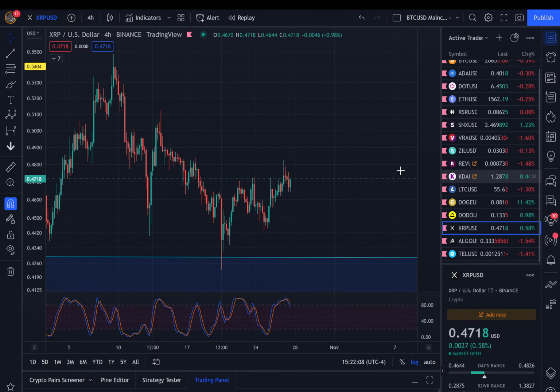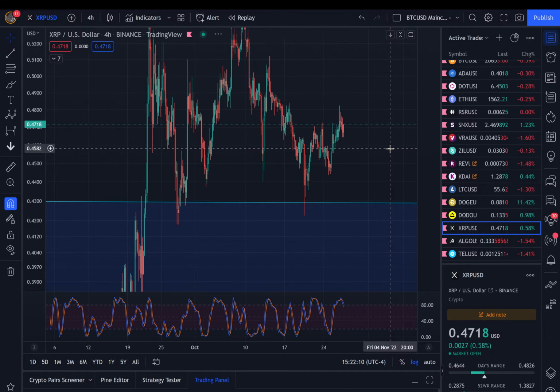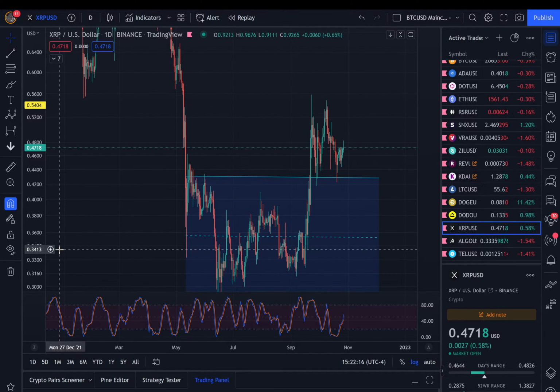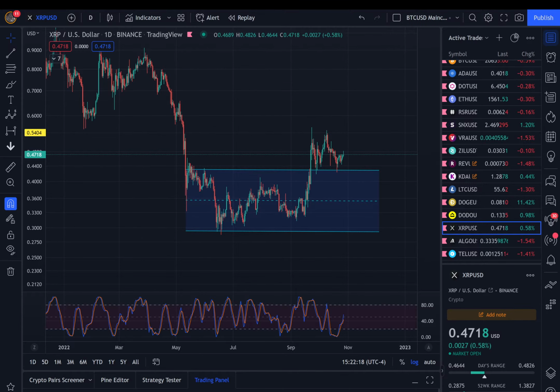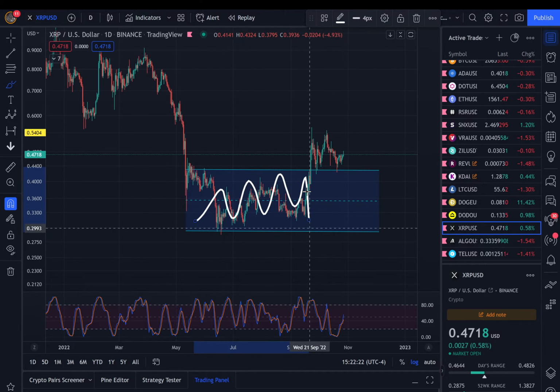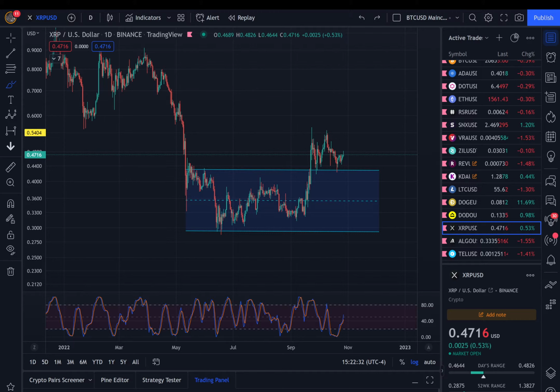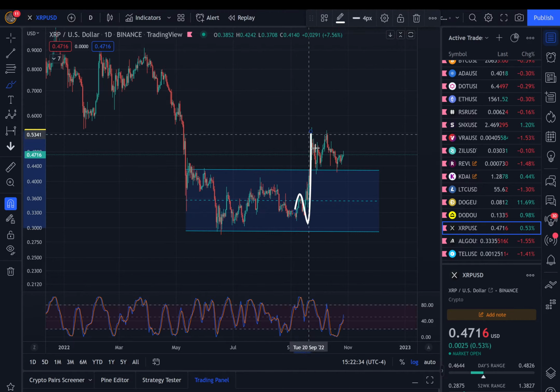XRP. If you guys remember, it's one of the few assets that broke this range of consolidation reversal really early. And since then it's been putting in a consolidation on top of the range, really bullish, okay? But I think this is still all corrective. It can't be impulsive.